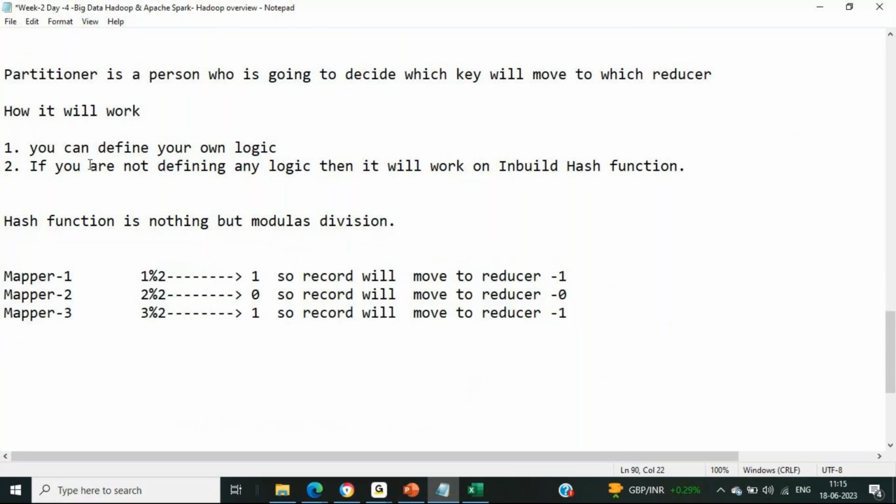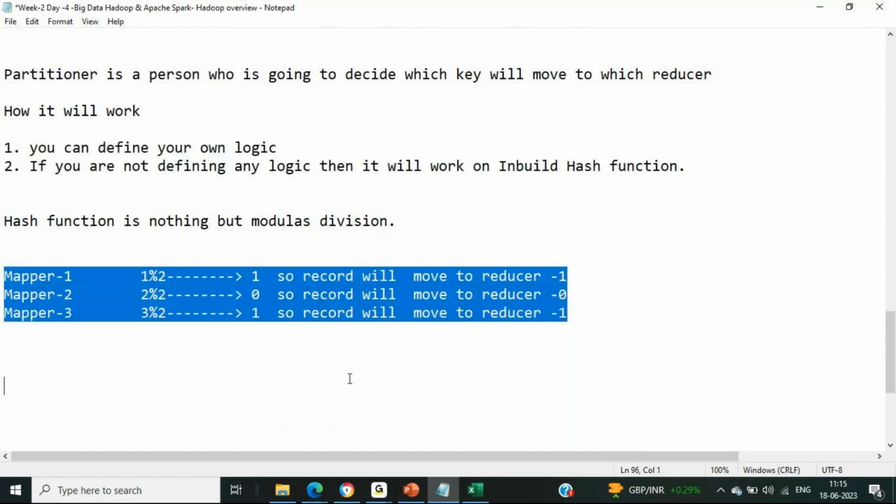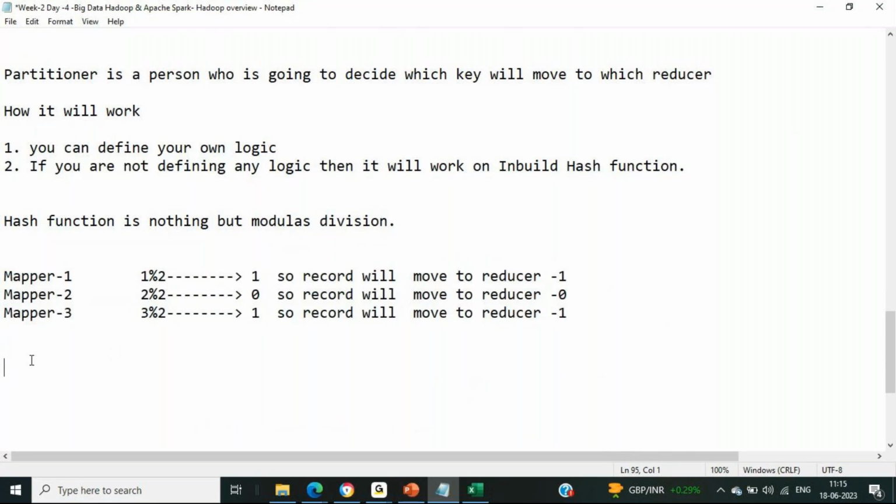If you are not defining your logic, then the keys will be moved to the reducer based on that. Okay, now the reducer is there, and what we have seen is that the number of partitioners equals the number of reducers. Okay, that is the thumb rule.